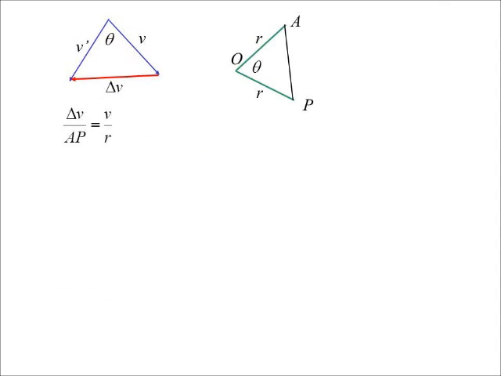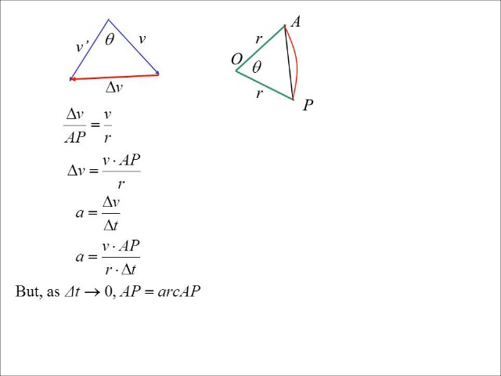So change in V over AP must be the same as V over R, ratio of sides in similar triangles. Rearranging that, so multiply by AP. Change in velocity with respect to time, so change in velocity over change in time is acceleration. So if we now sub in for change in velocity, I get V times AP over R times the change in time. Well, as that approaches zero, because remember our change in direction is going to be really quick. The time between them is so close to zero because you're just constantly changing direction when you're going in a circle. So as delta t approaches zero, then the length of AP would actually be pretty close to the length of the arc AP because you've hardly moved.